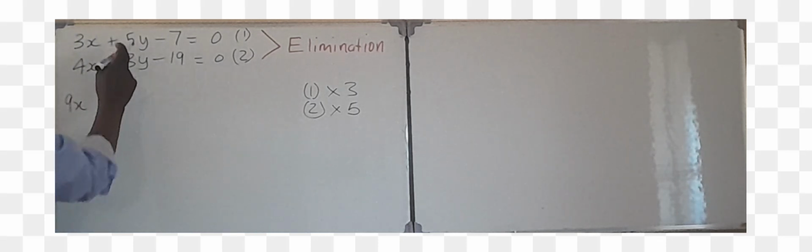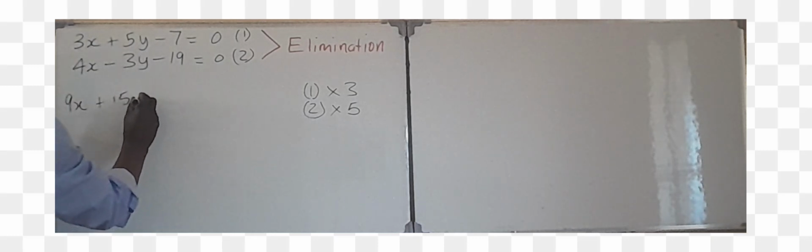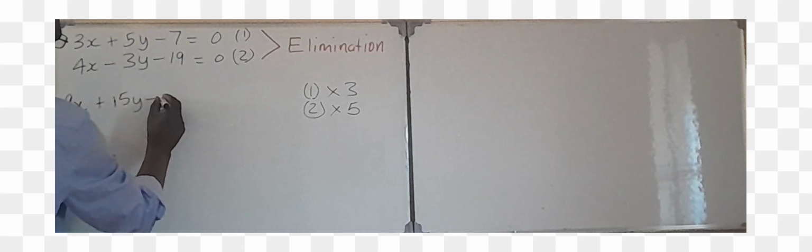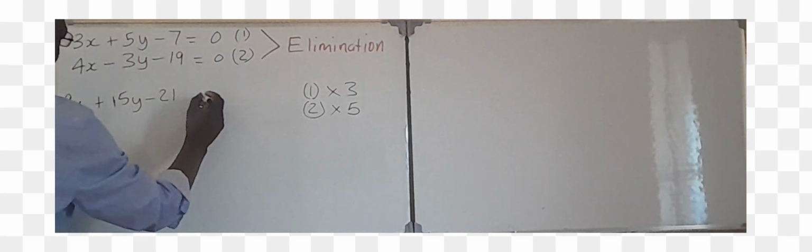Equation number 1 multiplied by 3 becomes 3 times 3, it's 9x. 5y times 3, it's plus 15y. Minus 7 times 3 is minus 21. 0 times 3 is equal to 0.